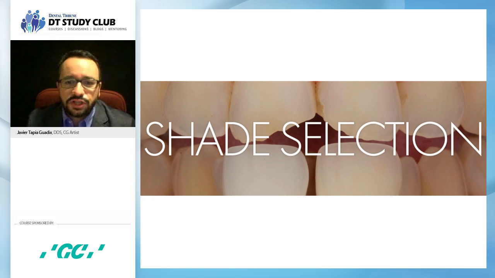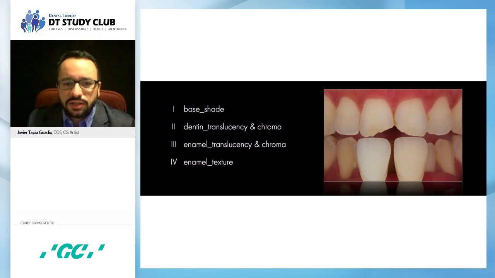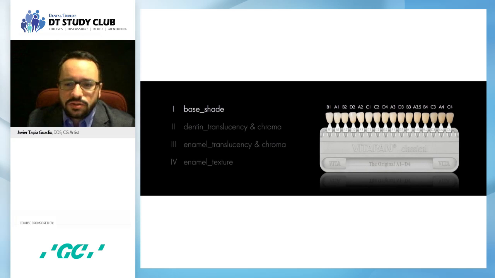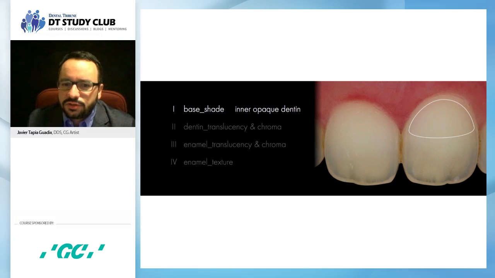Let's move into the shade selection, how we can really look at the teeth and, in a classic approach, how we can make the shade selection. Normally we start with our shade guides. Maybe we can use the Vita, maybe we can use another one, we can order by value, whatever. This will be the classic approach. I will discuss a little bit in the future whether we really need this.